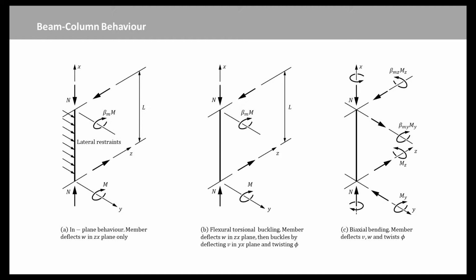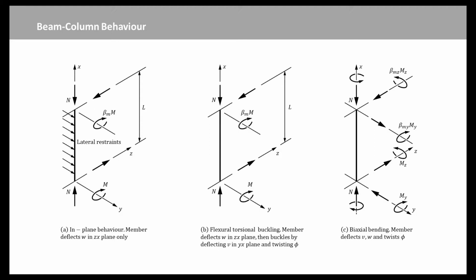When a beam column is bent about its weaker principal axis, or when it is prevented from deflecting laterally while being bent about its stronger principal axis, as shown in Figure A, its action is confined to the plane of bending. This in-plane behavior is related to the bending of beams and to the buckling of compression members.